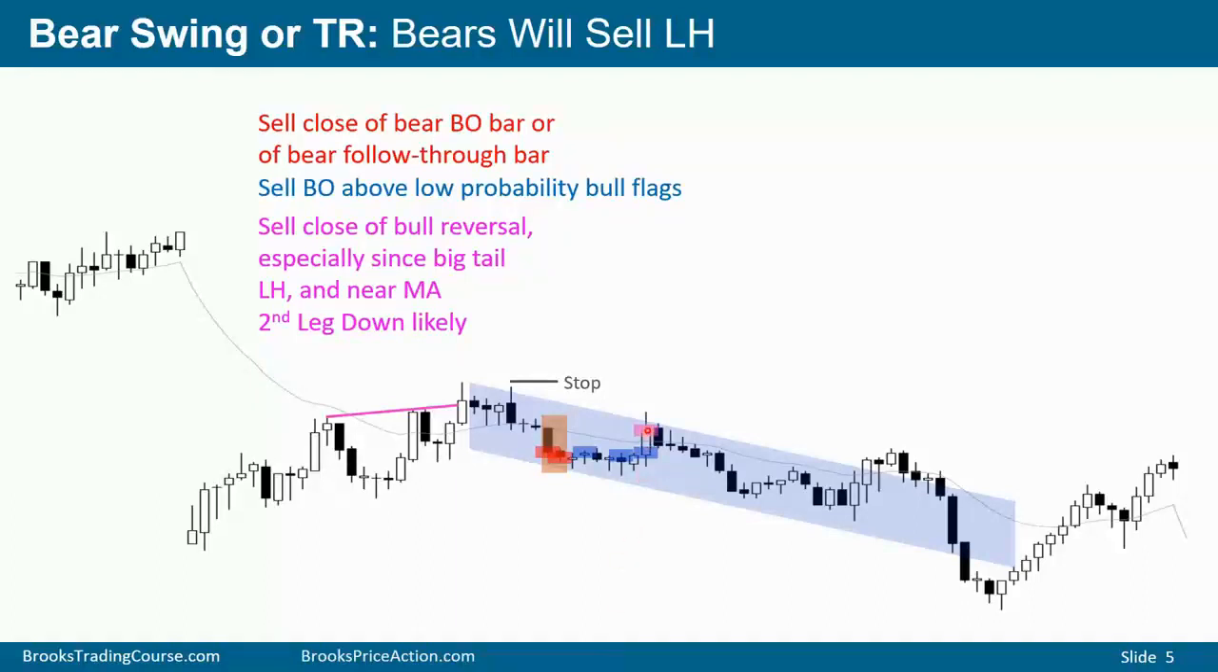Some bears will also sell the close of a bull bar, thinking that the bulls need at least a couple consecutive good bull bars to convert the market to always in long, and therefore they'll sell the close of one, especially near the moving average, betting that the bulls will not get two. They sell that close, again, stop above here, and they just hold on until either the market clearly becomes always in long or until the end of the session.